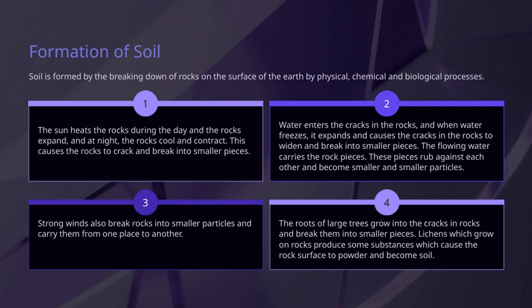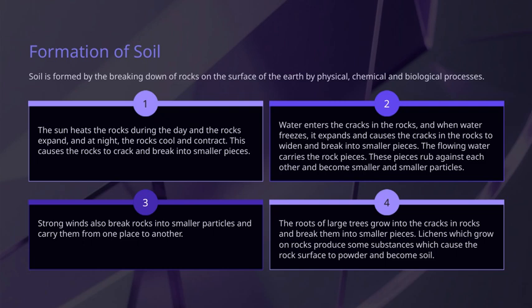Water is another crucial element. When it seeps into the cracks in rocks, it can freeze and expand, forcing the cracks to widen and the rocks to break apart further. As water flows over these broken pieces, it causes them to rub against each other, gradually turning into even smaller particles. Additionally, the roots of large trees can grow into these cracks, exerting physical pressure that helps break the rocks apart. And don't forget about lichens.